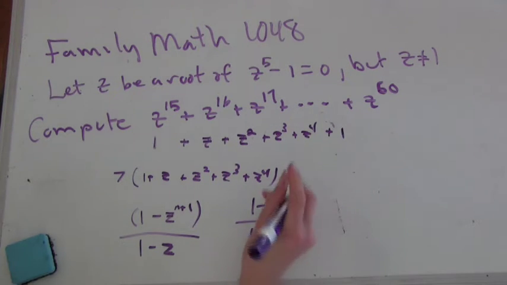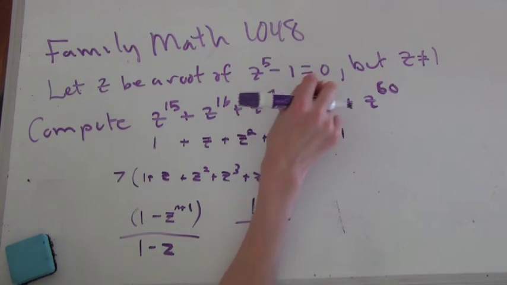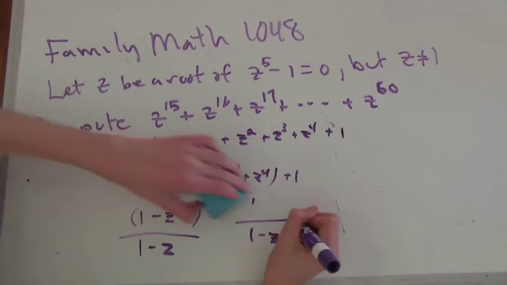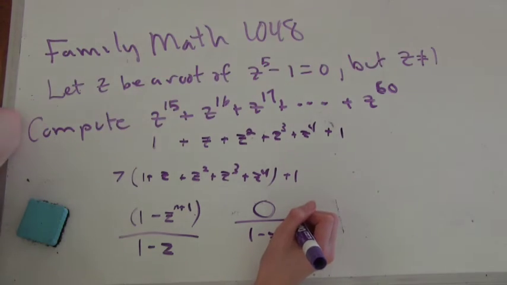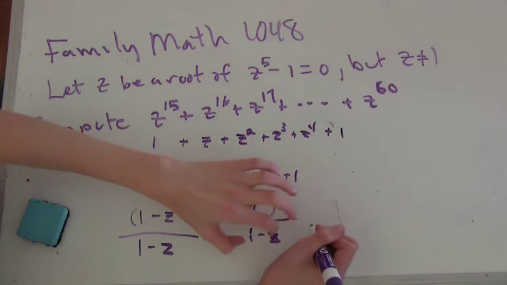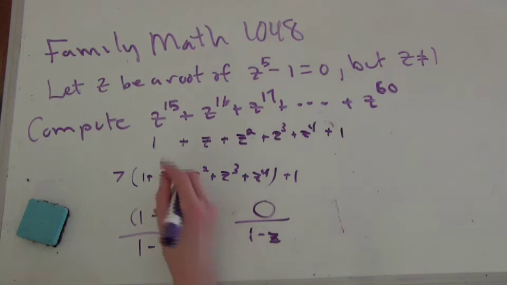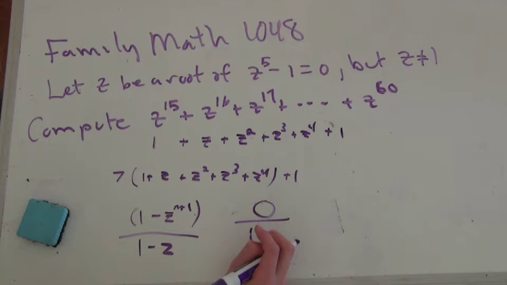But z to the 5 minus 1 is 0, so z to the 5 equals 1. So that means this top part becomes 0. And since z is not equal to 1, if z was equal to 1, this would be 0 over 0. It would be undefined, but since it's not, the bottom part is not 0, so that means this is 0. You just get 1 again.